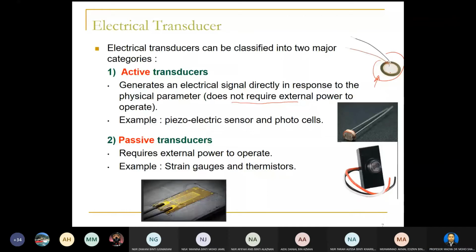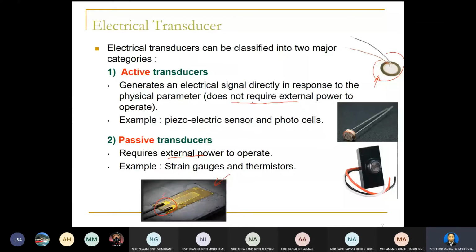Compare that with passive. Passive requires external power to operate. An example of a passive transducer is the strain gauge. They need a power supply to operate this sensor. That's the difference between the sensors: one will be active, another will be passive. The active requires no power supply.